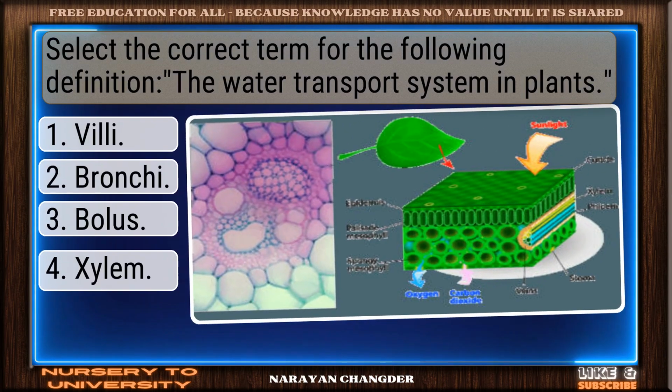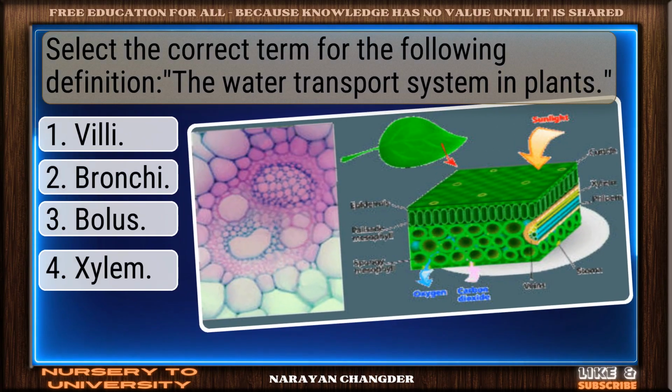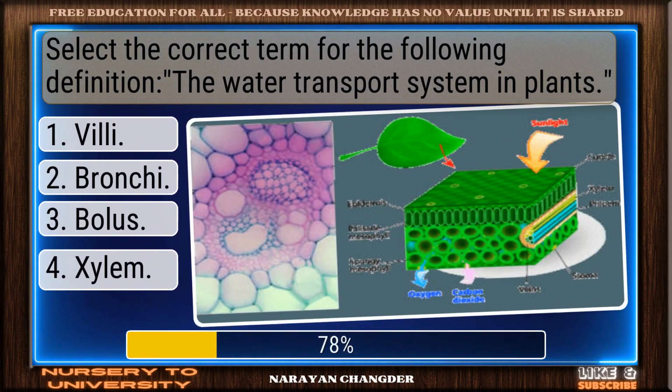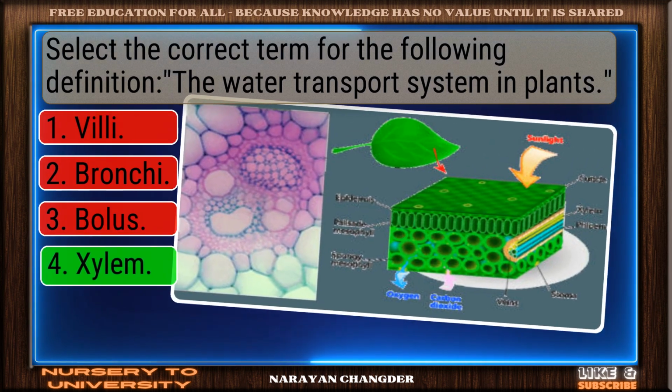Question number 5. Select the correct term for the following definition. The water transport system in plants. Excellent. Xylem is a brilliant choice.